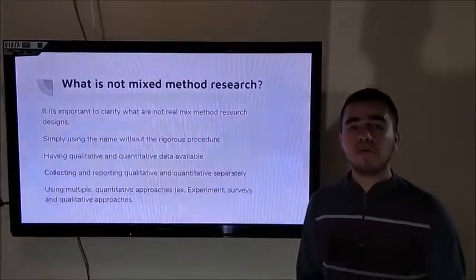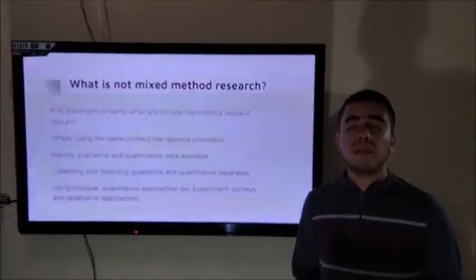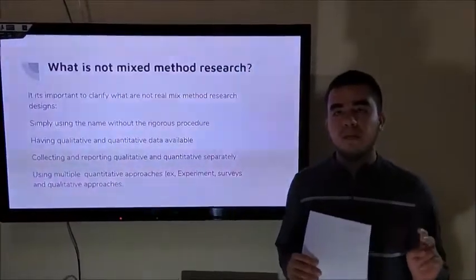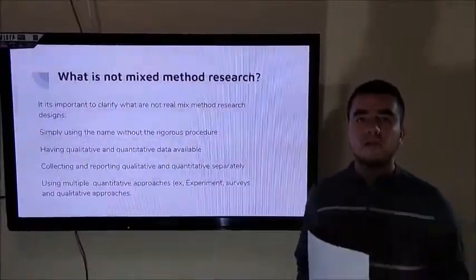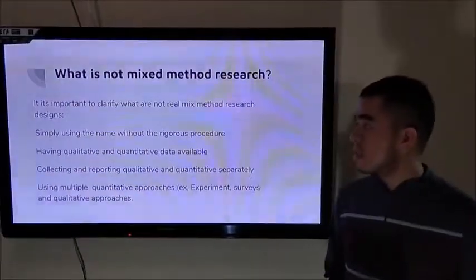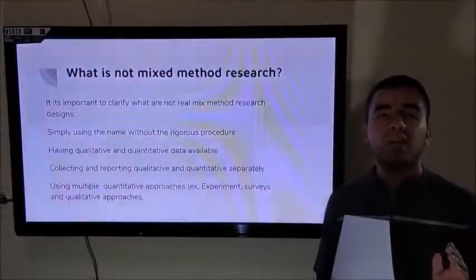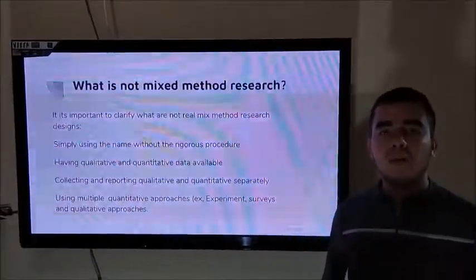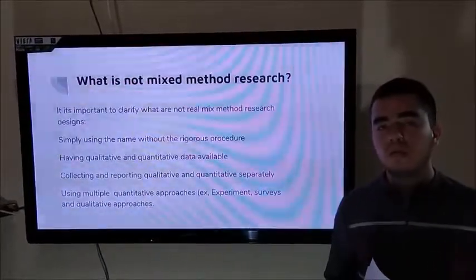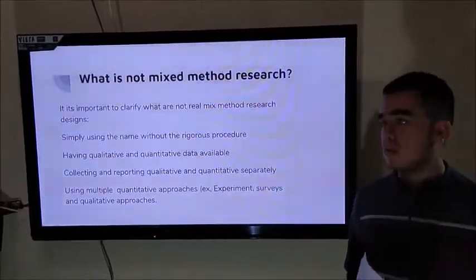Okay, I would like to clarify what is not a mixed method research design, because it is important that you understand the difference between a real mixed method research design and a fake one, one that only takes advantage of the name in order to improve the validity of the study. For example, simply using the name without the rigorous procedure. We can find experiments that have a background related to qualitative and quantitative data, but they don't support it through the methodology and through the data collection. So there are no rigorous procedures behind the theory, and this is not a mixed method research design.